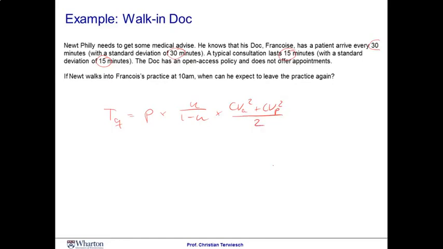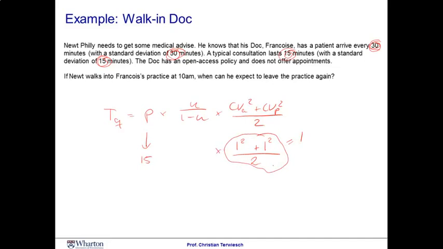Now, which one of these ingredients in the formula is easy? Well, we see that the processing time is simply 15 minutes. What else? The coefficient of variation of the inter-arrival time is 30 minutes of standard deviation divided by a 30-minute average. So this means it's 1, which gets squared, but it still stays 1. Same for the processing times. The standard deviation here is 15 minutes. The average is 15 minutes. So I have another 1 squared, and I divide those two by 2. So this whole factor at the end is simply going to be equal to 1.